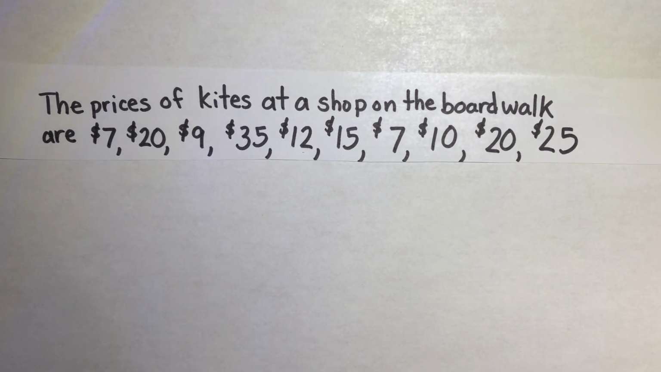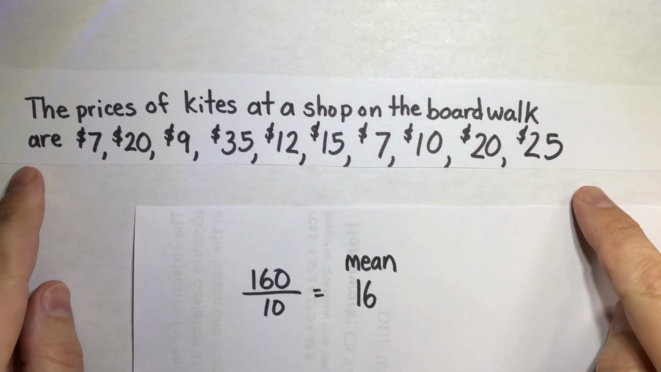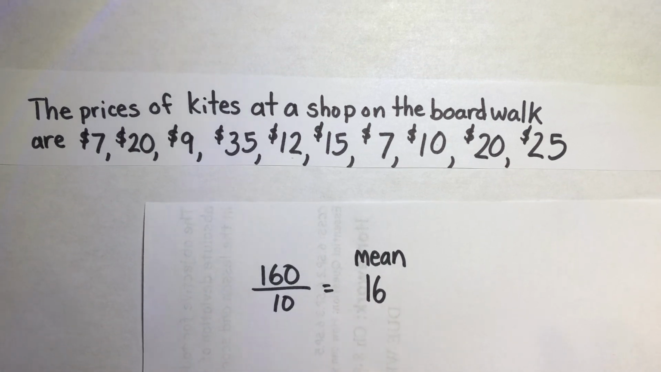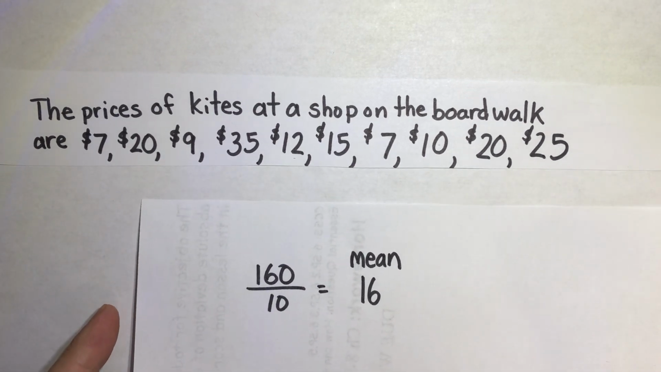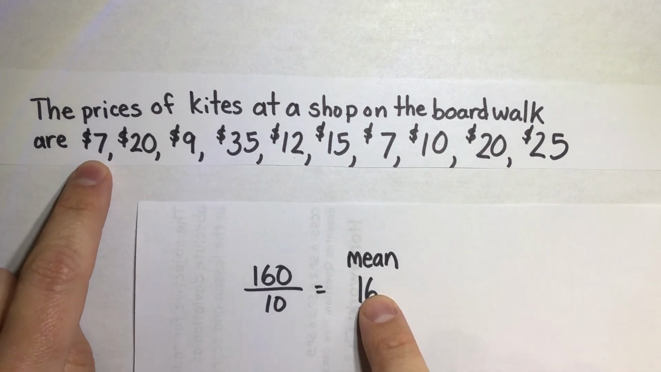And so the first thing we're going to do, if you'll remember, step one is to find the mean of the data. So I've done that for you. I added up all of the prices of the kites. It was a total of $160 for all 10 kites. I divided that by 10 to get a mean price of $16 per kite. So that's step one. Now, our second step is to find out the distance between each of those data values and the mean. So how far is $7 from $16?